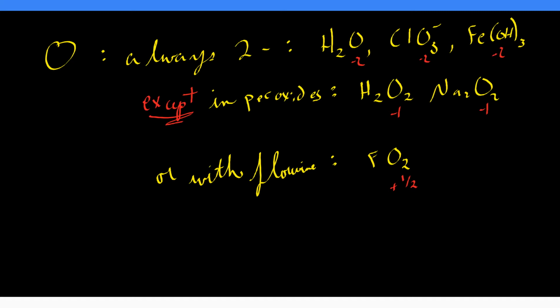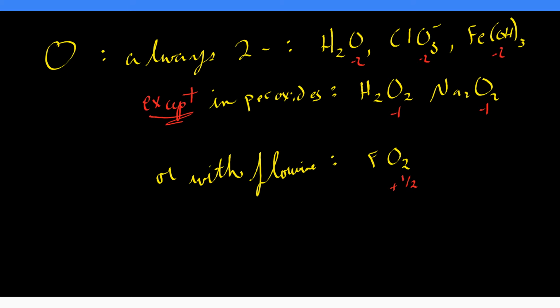Then we have some peroxides. A peroxide is a polyatomic ion, O2 2 minus. So we have it here, bound first with hydrogen for hydrogen peroxide, and next it's sodium peroxide. Each of those has a -1 charge, or oxygen, I should say, has a -1 oxidation number, not a -1 charge.